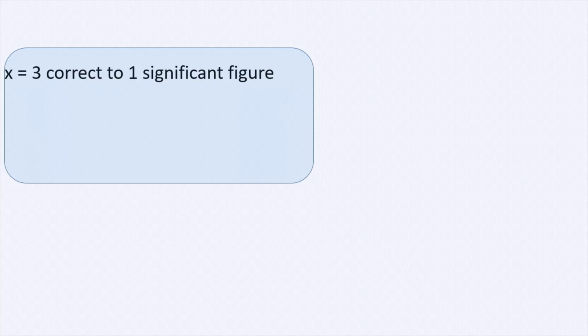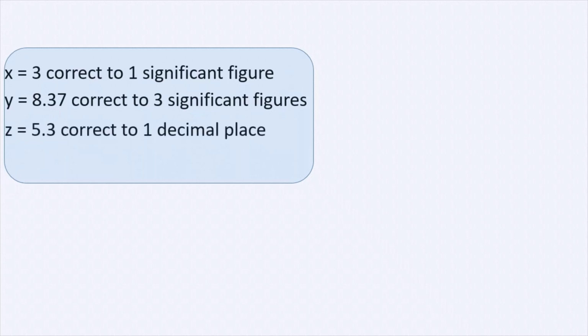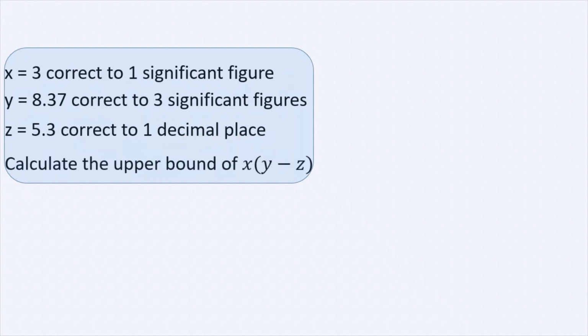The question says x equals 3 correct to one significant figure, y equals 8.37 correct to 3 significant figures, and z equals 5.3 correct to one decimal place. Calculate the upper bound of x multiplied by y minus z.